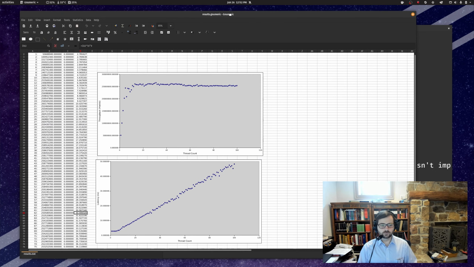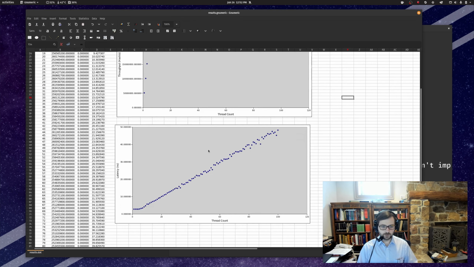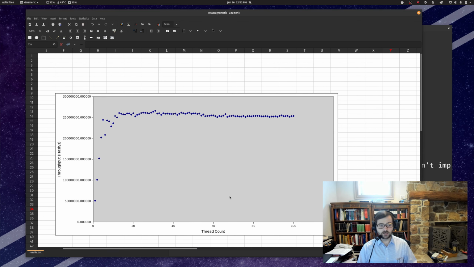Okay. So here are the results for 0 to 100 threads. Let me punch in here a little bit. This first graph shows the throughput in hashes per second. I'm measuring hash functions, so hashes per second versus thread count. And as you can see, we get this effectively linear scaling for a short period of time, and then it flatlines.